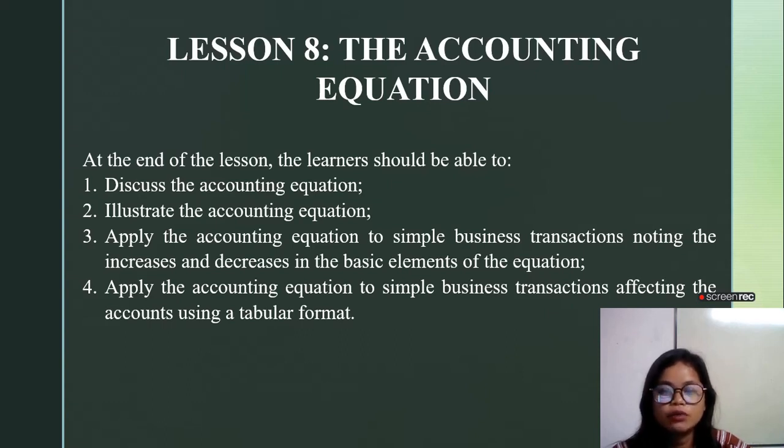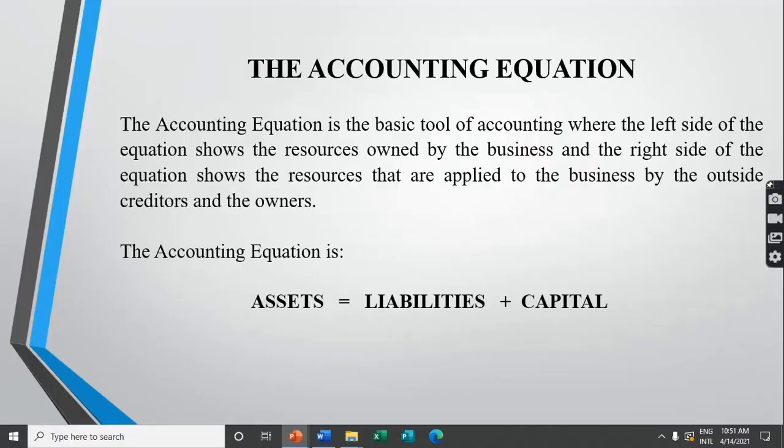Illustrate the accounting equation. And number 3, apply the accounting equation to simple business transactions, noting the increases and decreases in the basic elements of the equation. And number 4, apply the accounting equation to simple business transactions affecting the accounts using a tabular format. So before we start, please have your modules with you and go along with our discussion. Okay? Now, let's talk about what is accounting equation.